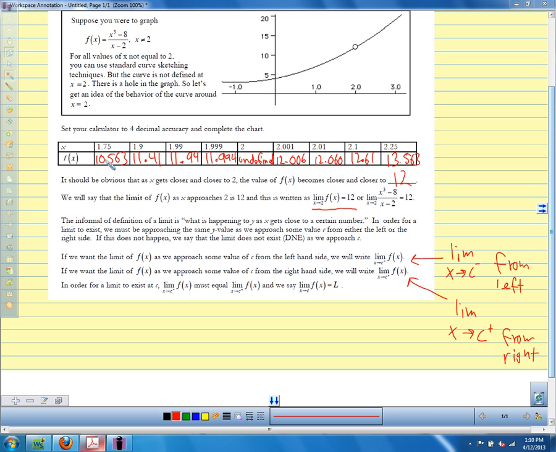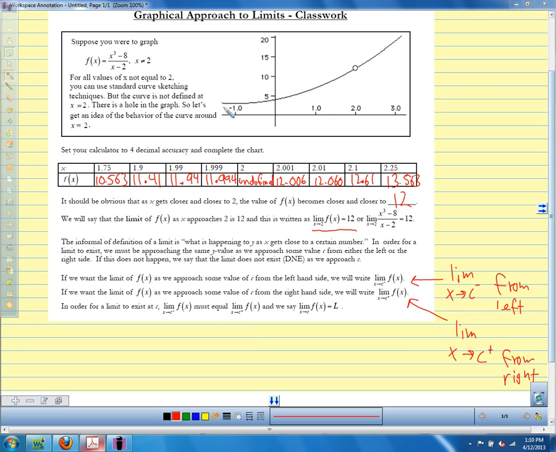So this first set of numbers, we're coming from the left, and if we're coming from the right, we would go this way, closer and closer to 2. If we're looking at our graph, coming from the left, we're going left to right. Coming from the right, we're going right to left, closer to our limit. So again, in order for our limit to exist, the limit from the left and the limit from the right have to be the same. And then we say that the limit is whatever that number, our function value, is.